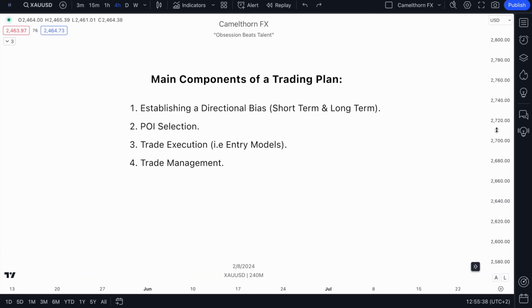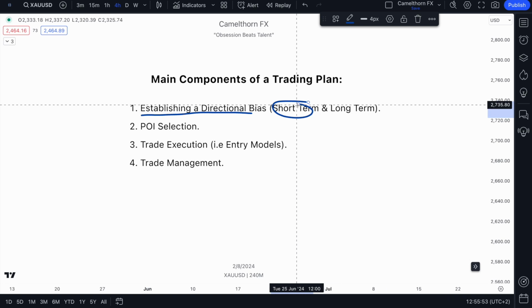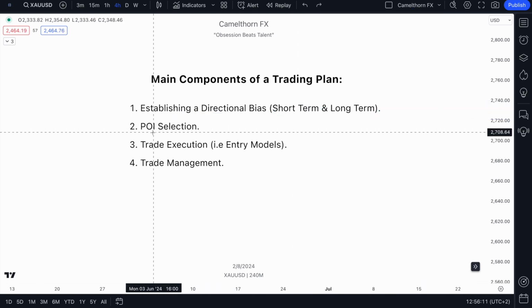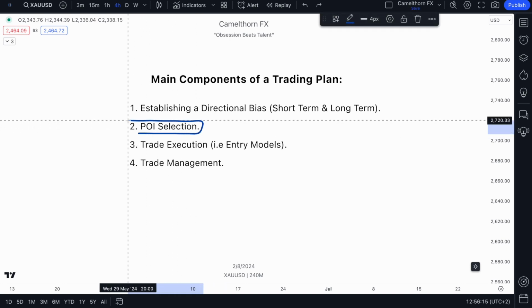But before we dive into the actual case study, I want to highlight the main components that you ideally want to have in your trading plan. And the first one is a way in which you establish a directional bias, whether that is a short-term directional bias or a long-term directional bias. Secondly, your trading plan needs to outline how you go about selecting the POI or supply and demand zones that you're going to be looking to trade from.